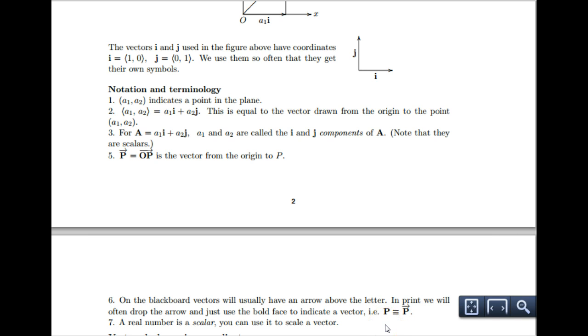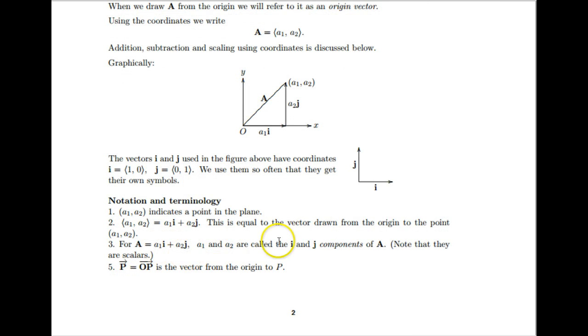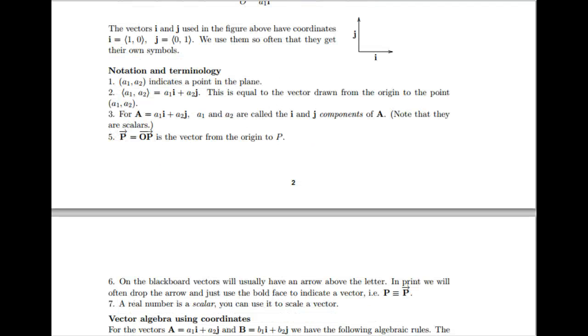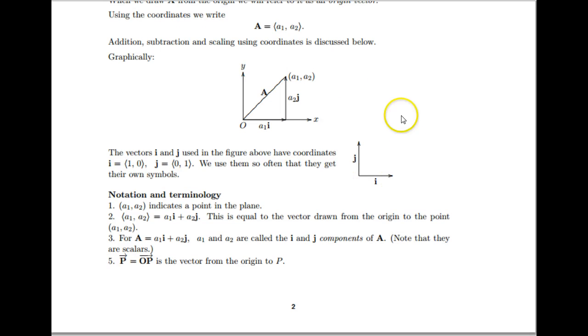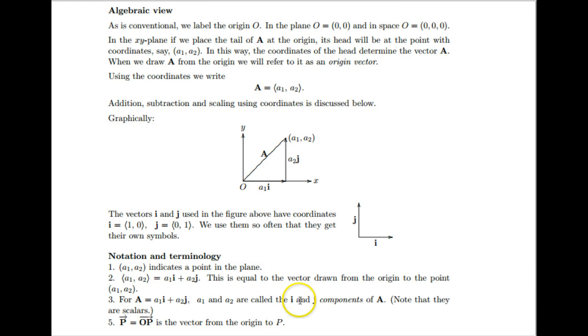And then, let's see. Oh, yeah, all real numbers are scalars. So A1 and A2 could be any real number, and that makes sense because A1, A2 could be any point in the plane. So we're going to see coming up the point of all this notation and how it can be very useful in geometric calculations.